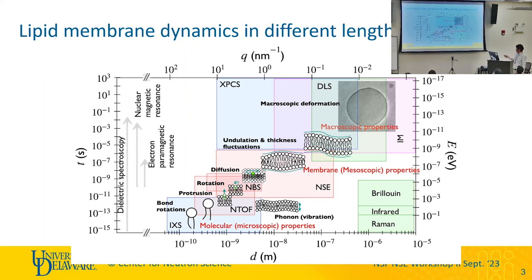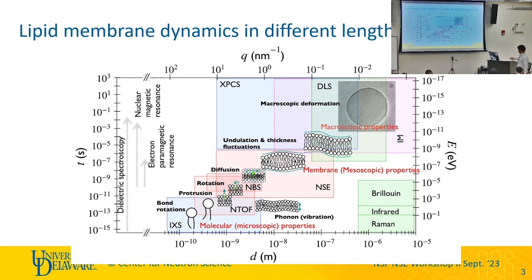And the neutron spin echo is actually covering this range that is in between the molecular length scale and the macroscopic length scale. We are seeing the system as a membrane. That is the length scale we are at. And time scale-wise, these membranes are thermally fluctuating. That is a time scale we can access using the neutron scattering technique.